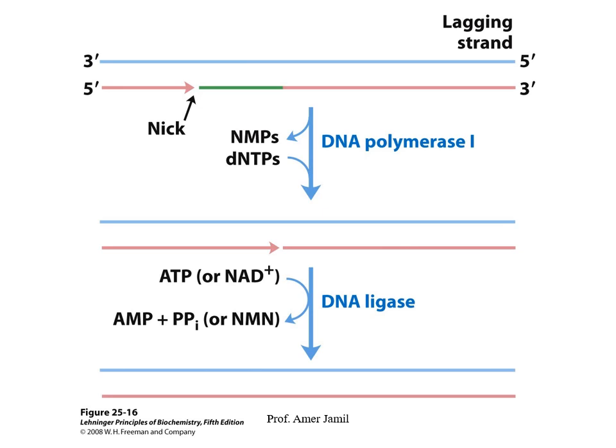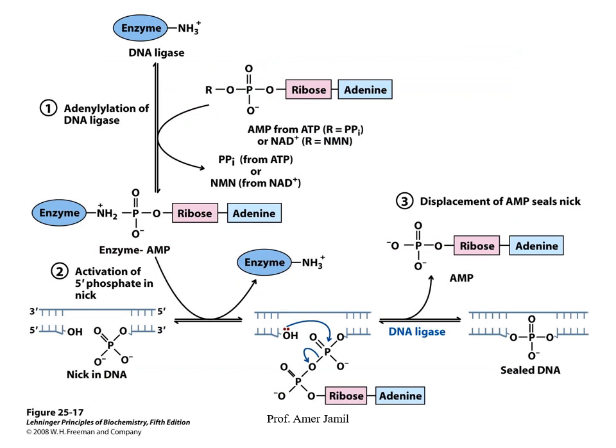So here is the nick, which is generated because of the removal of this RNA primer with the help of DNA polymerase 1, and DNA ligase is the enzyme which seals this final nick by using ATP or NAD plus as cofactors, and this DNA ligase seals the nick. So this process is completed.